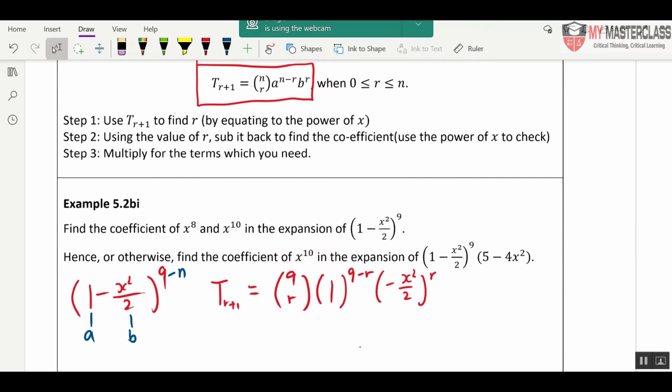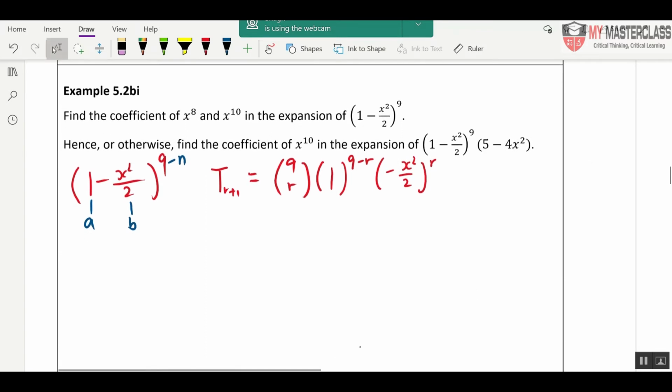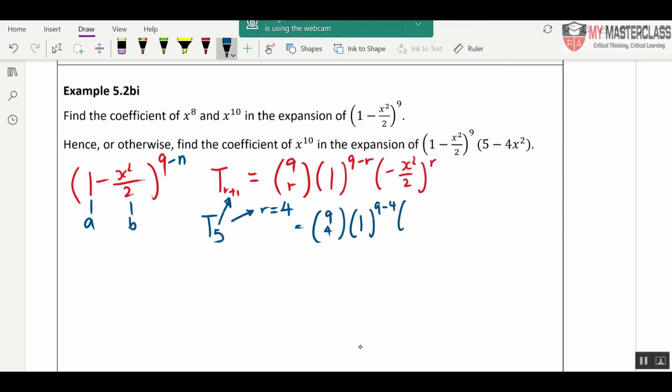Alright, so once I get this, ignoring the question, let me ask you: if I want the fifth term, T5, this means that r is equal to what? Look at 5. How is 5 related to this one? That means r plus 1 must be equal to 5, which means r equals 4. So I sub in r equals 4 into this, which gives me 9 choose 4, 1 to the power of 9 minus 4, negative x squared over 2 to the power of 4.